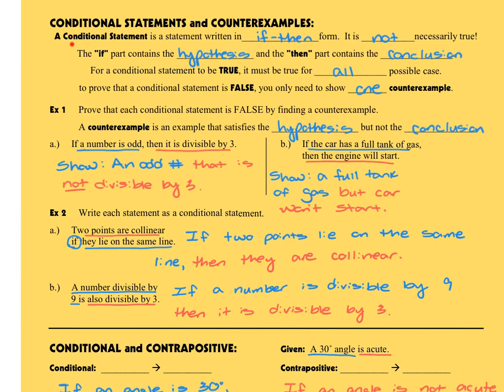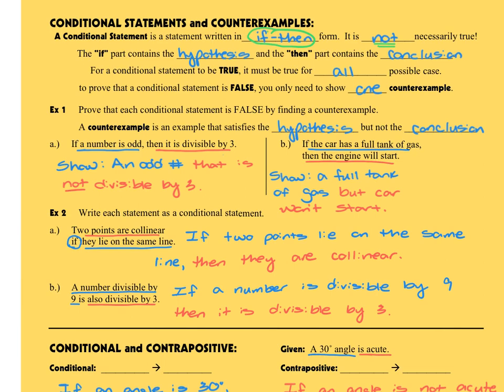So I'm going to start here at the top, a conditional statement. A conditional statement is simply a statement that's been written in if-then form, okay? It just means that the statement says if something, then something else. It's important to understand that a conditional statement is not necessarily true. We can say whatever we want to say, but it doesn't have to be true. Now, the next part is going to sound like your science classes. The if part is what we would call the hypothesis. The then part is what we would call the conclusion. Very similar to the language from your science classes.